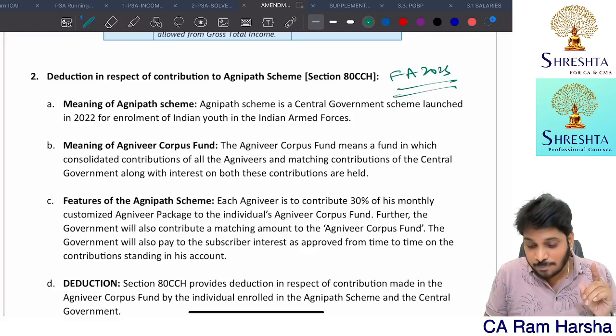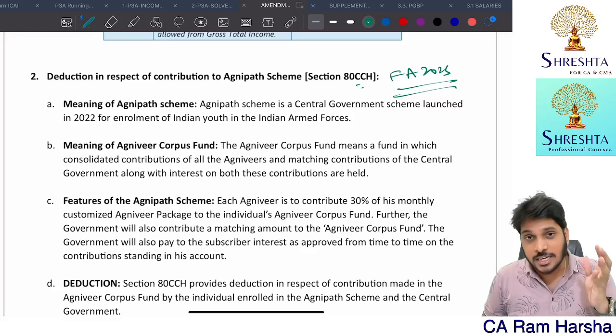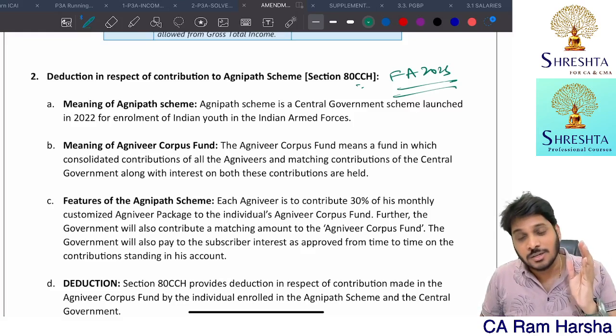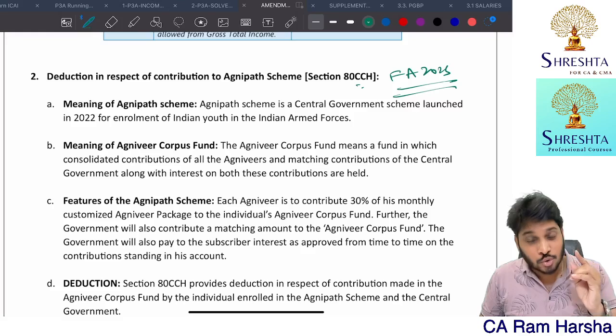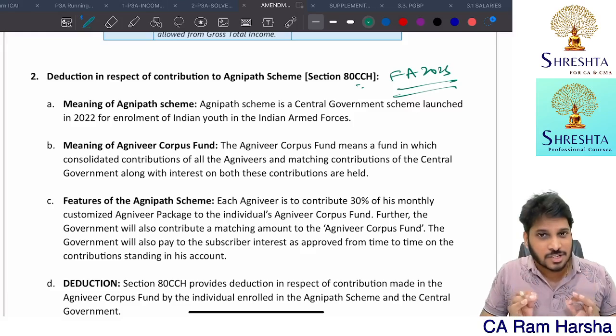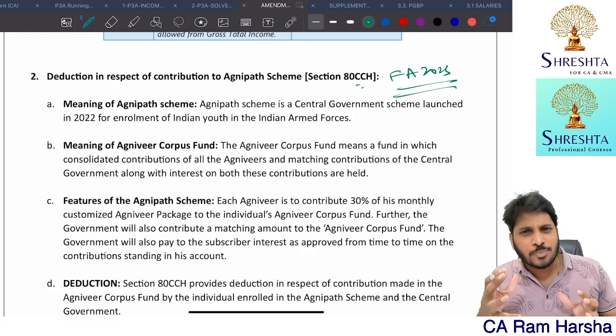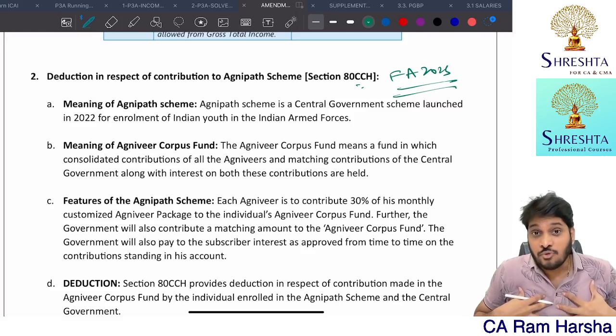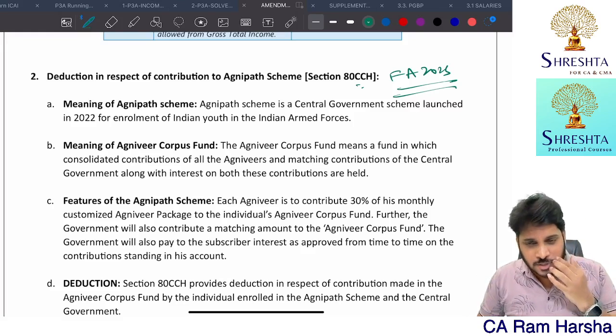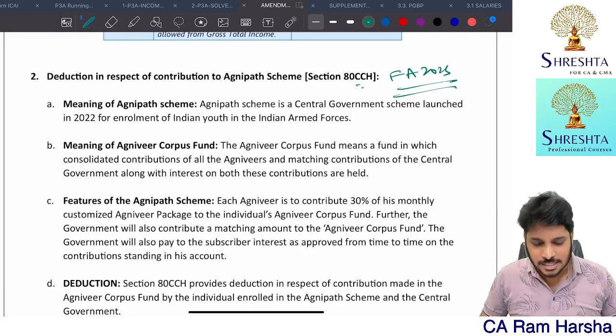In the Salaries Chapter amendment, I have already covered this. Agnipath scheme, contribution by central government to Agniveer Corpus Fund, that is treated as salary under 17 subsection 1. Equal contribution, of course, is made by Agniveer. So first of all, what is this Agnipath scheme? Who is an Agniveer? All that let us discuss now.